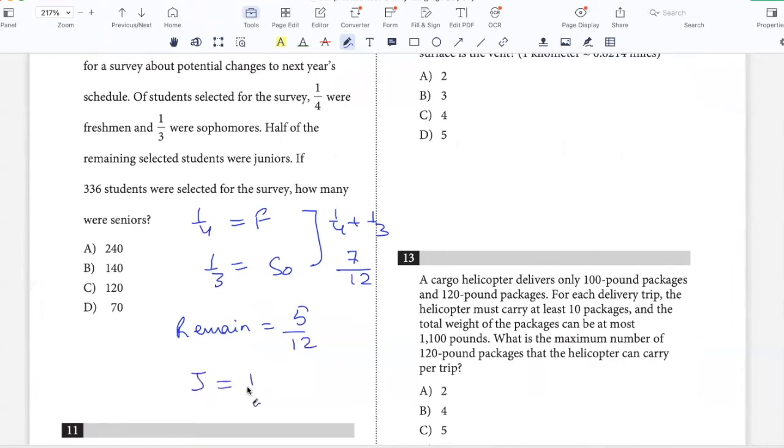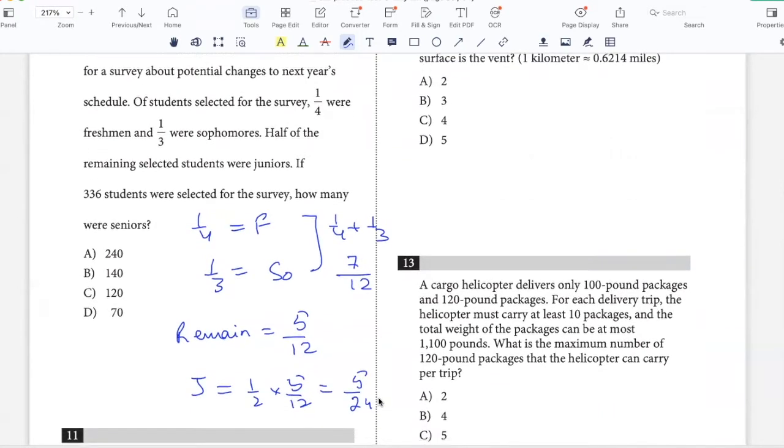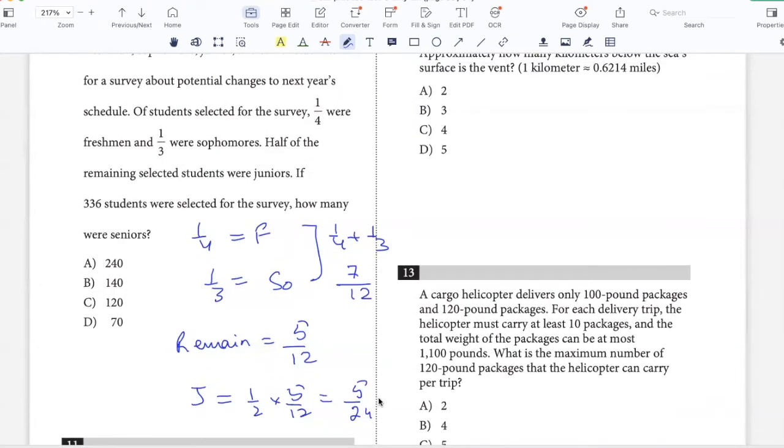So juniors is 1 by 2 into 5 by 12. So that's 5 by 24, right? So then how many seniors? So 7 by 12 plus 5 by 24 is all students minus seniors, right?